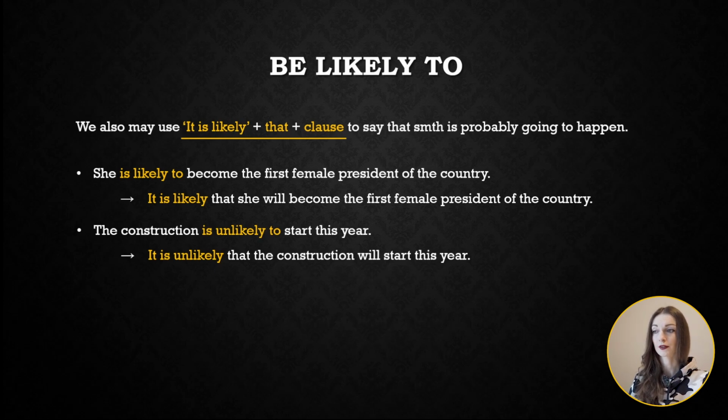Yes, it is an adjective, it can take a negative prefix, and we can say to be unlikely to if we want to say that something probably will not happen. So it is unlikely that the construction will start this year. Yeah, I don't think that it will.